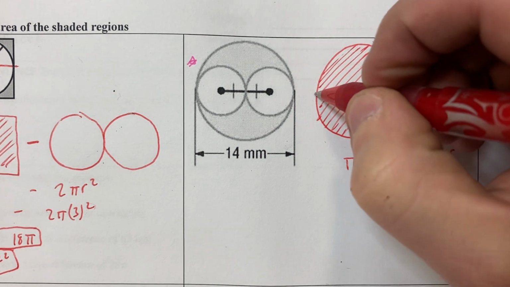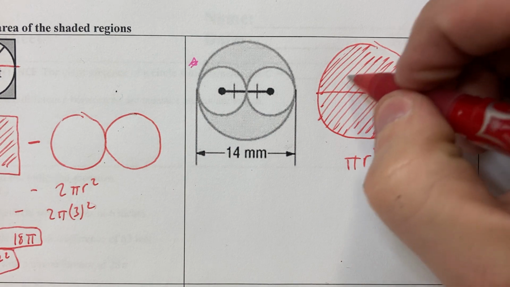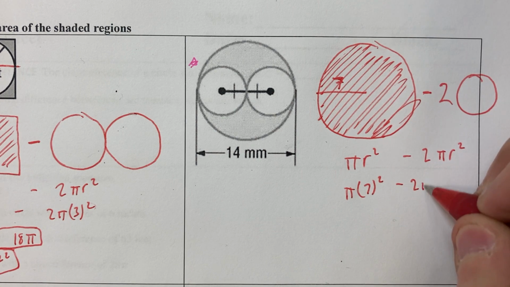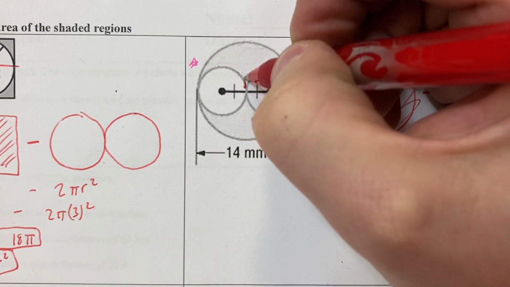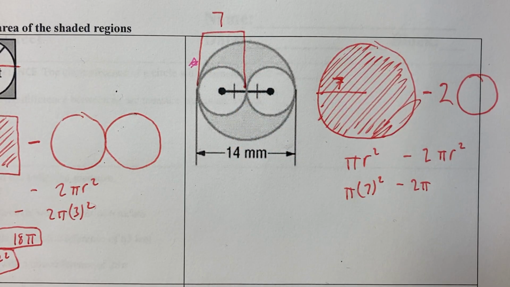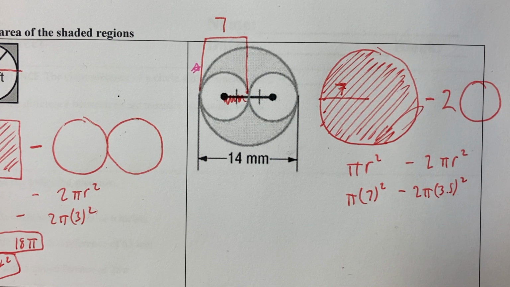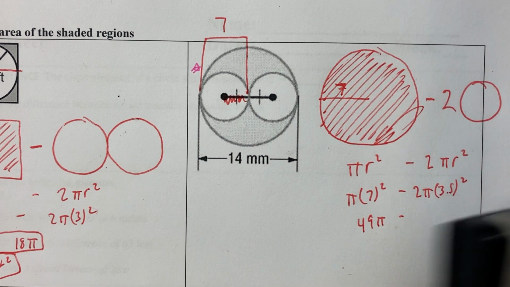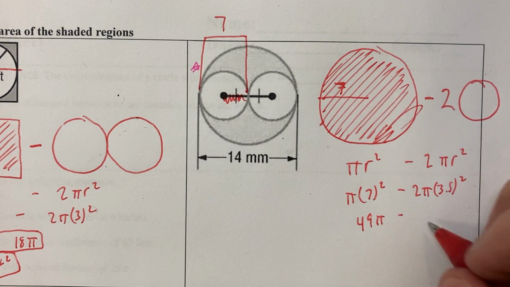So this radius we have to find, and it's just half of 14. So this radius is half of 14, so 7. So this is pi times 7 squared. And then these little guys, well, if this is 7, then that means that these little radiuses are half of 7, so 3.5. Okay, so now we can work this out. This is now 49 pi, and this is 3.5 squared times 2, so 24.5 pi.